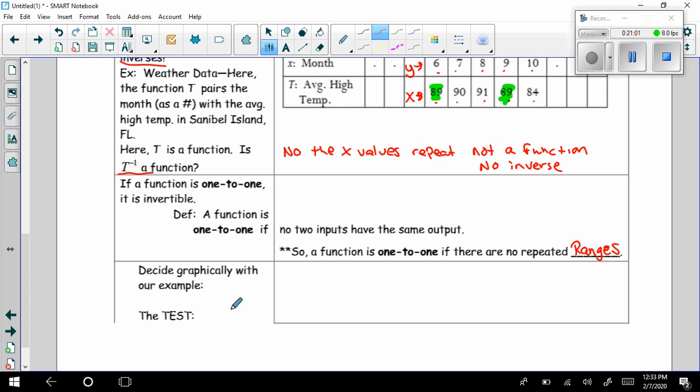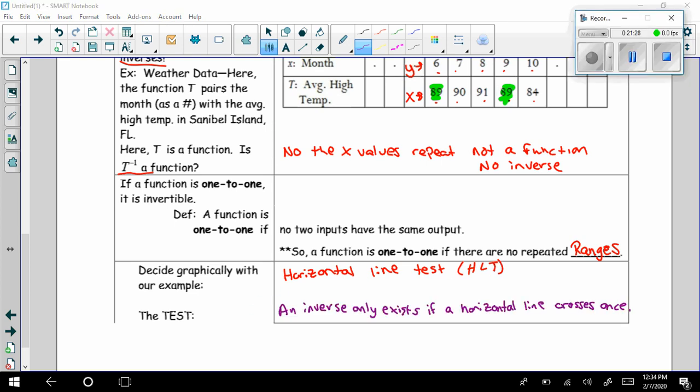So you can decide graphically using the horizontal line test, or the HLT. And if you think about that, that means because when we invert it, it will pass the vertical line test. So it has to pass your horizontal line test. So an inverse only exists if a horizontal line crosses once. So again, opposite of our vertical line test, because we are turning this on its side essentially. Okay, so you can perform that to see if it's invertible.